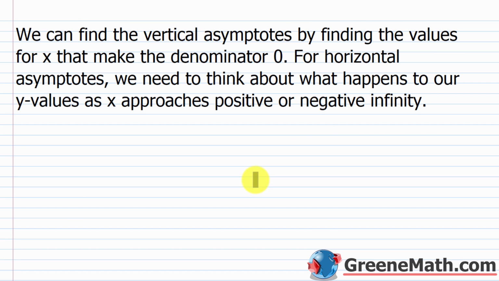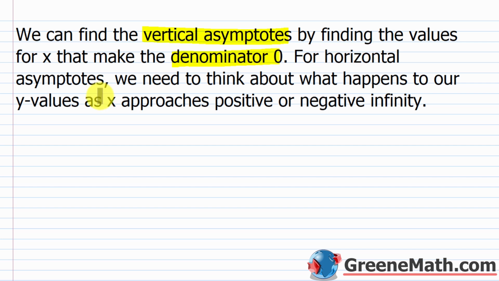All right, in terms of finding asymptotes, it's actually pretty simple overall. For vertical asymptotes, we can find them by finding the values for x that make the denominator 0. So it's the same process as you would use for finding the domain. Take your denominator, set it equal to 0, and solve. The solutions to that equation, x equals whatever the solution is, or the solutions, are going to be your vertical asymptotes.